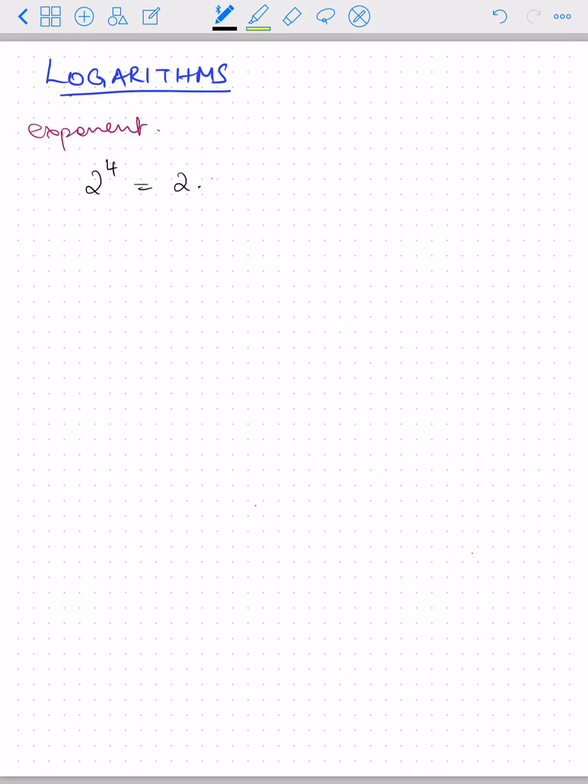This is equal to saying 2 times 2 times 2 times 2, that's 4 times 2, which we can also write as 4 times 4, and this is equal to 16, right? Now the logarithm is basically the inverse of the relation, so an inverse relationship.